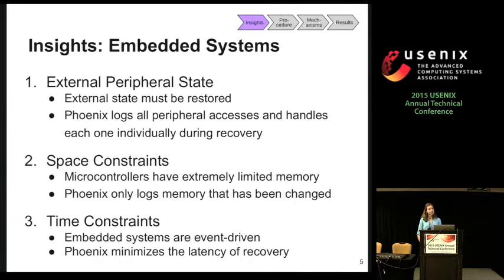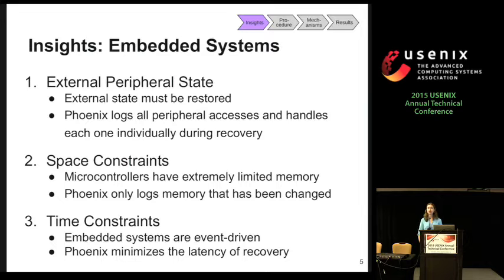USENIX is motivated by two sets of insights. First, a broad set of insights into the unique characteristics of embedded systems and their ramifications on recovery. First, the external peripheral state needs to be recovered just like the internal program state. And so USENIX tracks and restores both kinds of state in the case of failure.